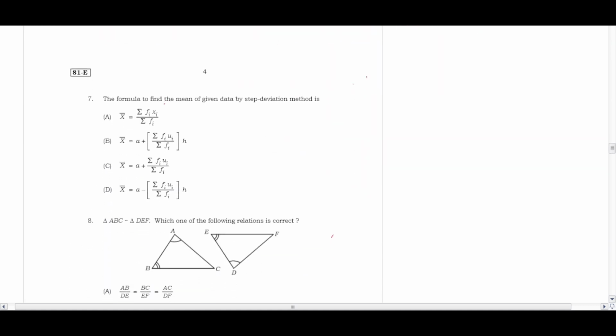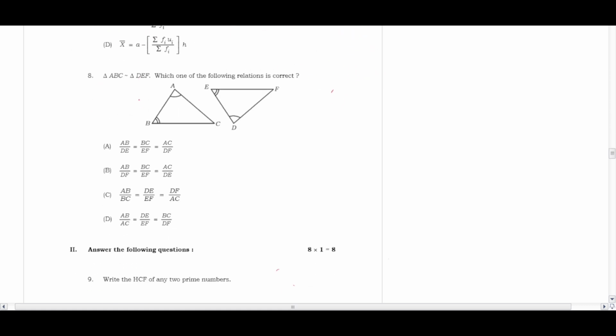Then this is also a formula question. The formula to find the mean of given data by the step deviation method. Mean is denoted by x bar. Then mean value is summation of fi xi by summation of fi, where fi is the frequency. Then the answer is option A.